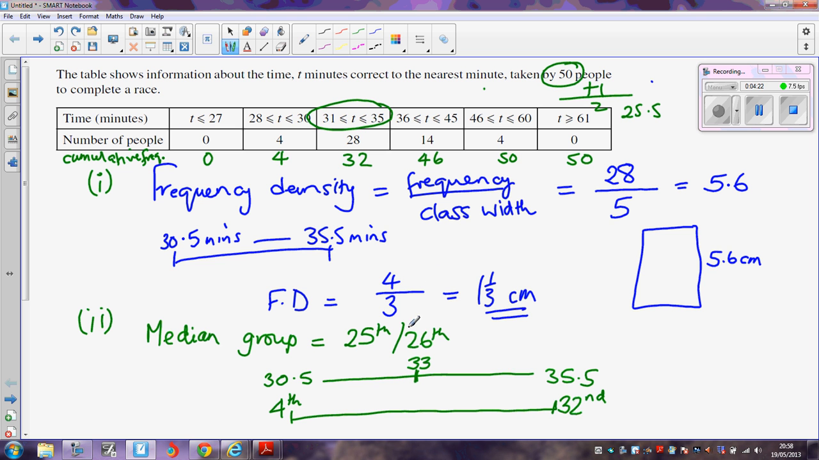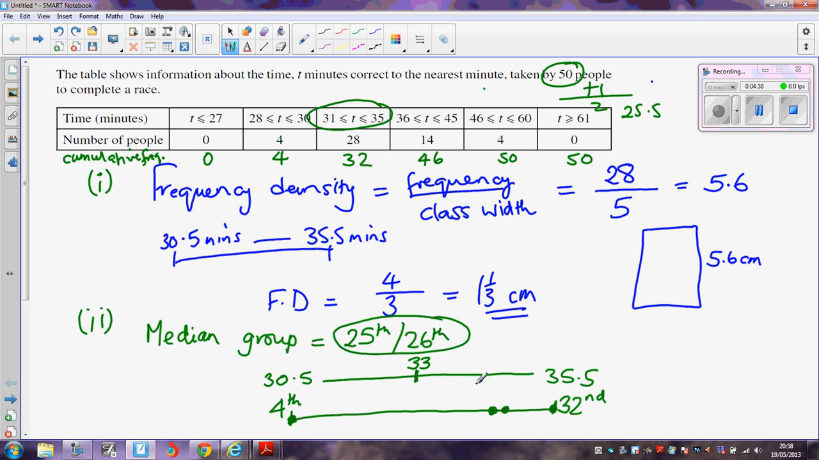Well, we know that the median is the 25th and the 26th person. And we can see that if the 4th person is here and the 32nd person is here, then the 25th and 26th people are going to be somewhere around here.